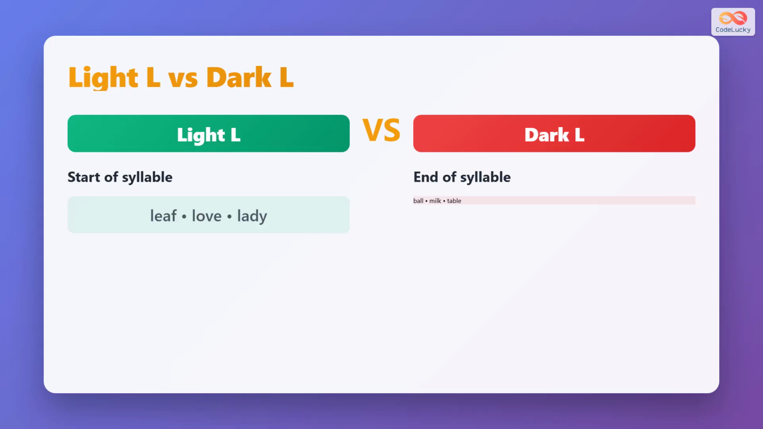Let's compare these two sounds. The light L appears at the start of syllables, like in leaf, love, and lady. The dark L appears at the end of syllables, like in ball, milk, and table. These two sounds are completely different in terms of how they're produced in your mouth. The light L uses the front of your tongue, while the dark L uses the back. Recognizing this difference is the first step to mastering both sounds.